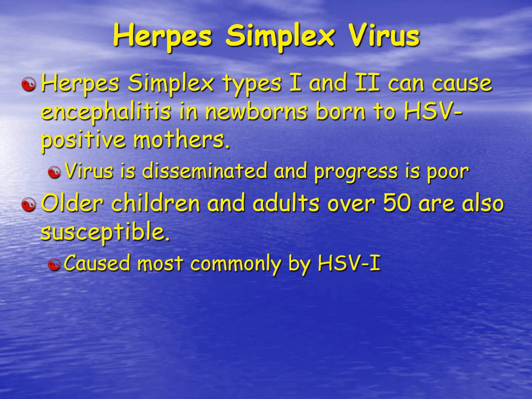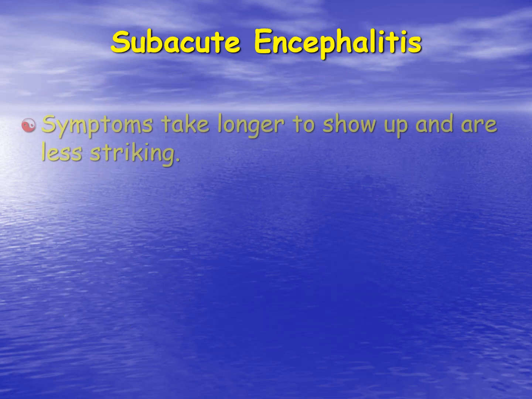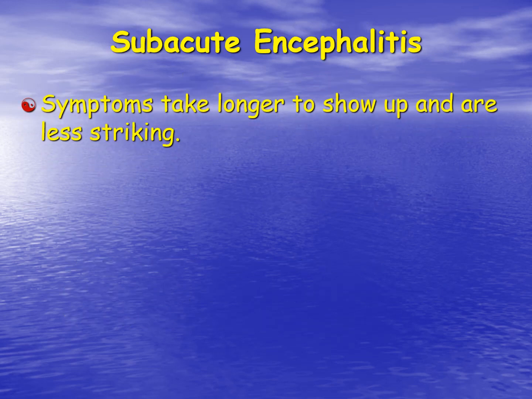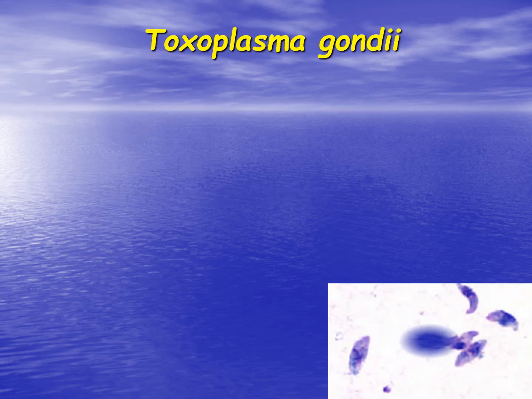Most of the encephalitises are caused by herpes simplex type 1, and this represents a reactivation of the dormant herpes simplex virus 1 from the trigeminal ganglia. Subacute encephalitis symptoms take longer to show up and are usually less striking, and several things can actually cause these subacute encephalitises. For example, Toxoplasma gondii, persistent measles infections, and even prion diseases.